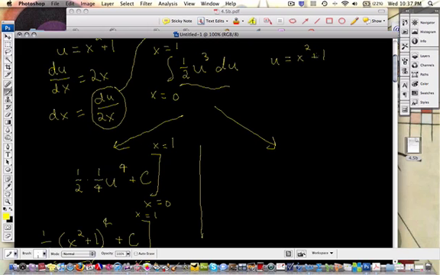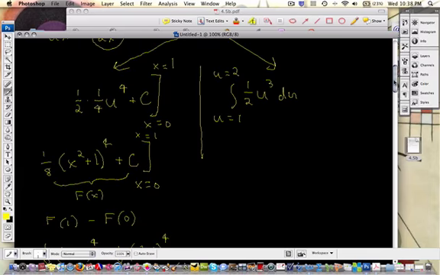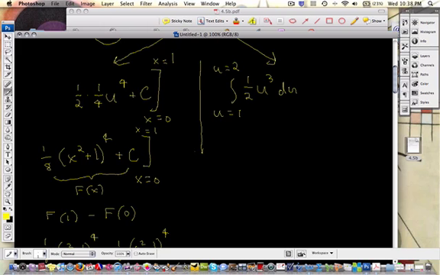So really going from x is 0 to x is 1 is the same as going from u equals 1 to u equals 2. So I can rewrite that definite integral as 1/2 u cubed du, going from u equals 1 to u equals 2. I changed my upper and lower bounds to not be in terms of x, but to be in terms of u, and now I can just forget about x completely. Let's see if we get the same answer. So this is what my problem looks like now.